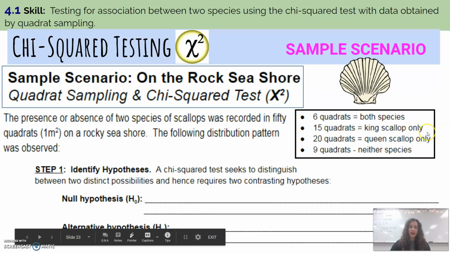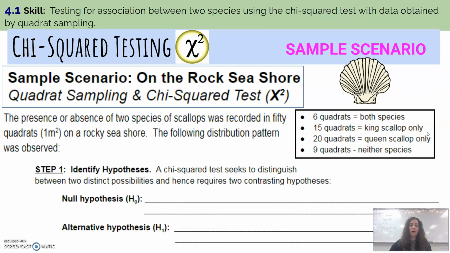Okay, let's go ahead and work through this sample problem. We are looking at a sample scenario on the rocky seashore, like Southern California, where I'm from. We're going to be looking at quadrat sampling and the chi-squared test that comes as a result of the data. The presence or absence of 2 species of scallops was recorded in 50 quadrats, 1 meter squared in size, on a rocky seashore. The following distribution pattern was observed.